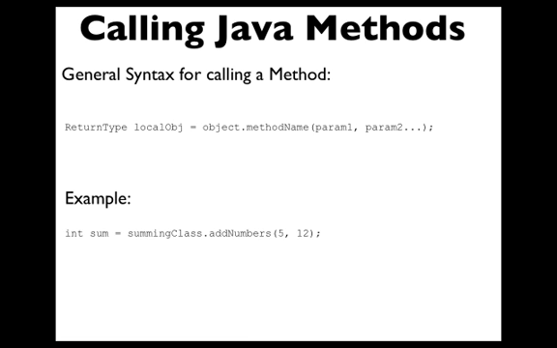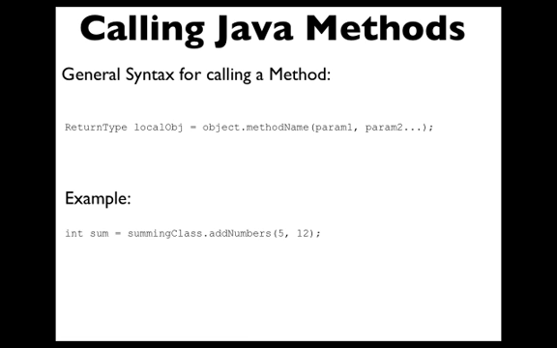we might have an object we've declared and instantiated called summingClass that has a method called addNumbers. In this case, we're using summingClass dot addNumbers to say, please run the method of the summingClass that will add the two numbers. In the parentheses, we pass a 5 and a 12 as the arguments that will be added. When these arguments are added to make 17, of course, that will then be assigned to a local variable called sum.